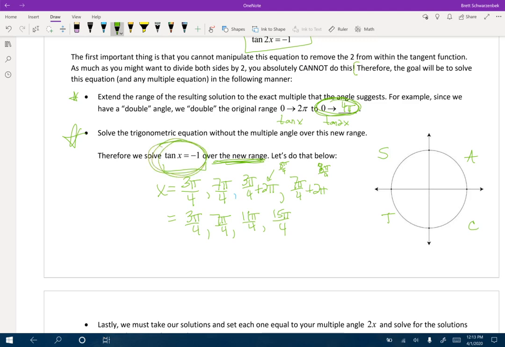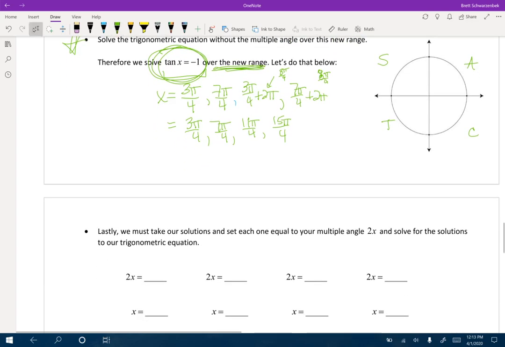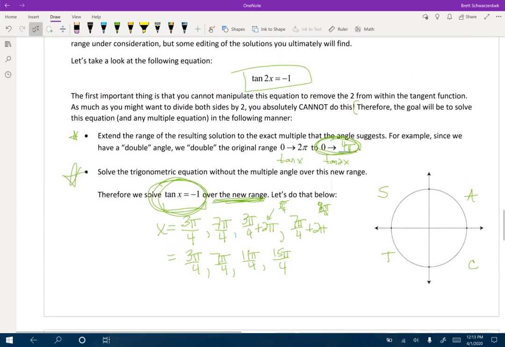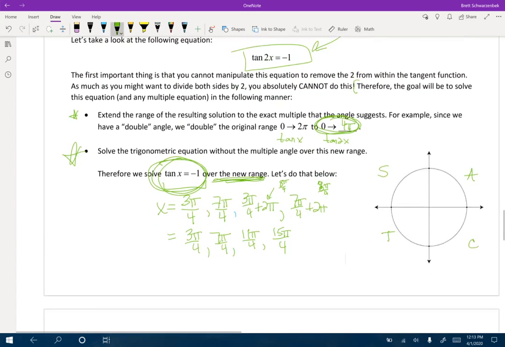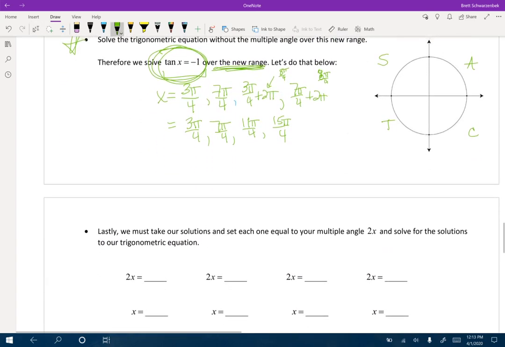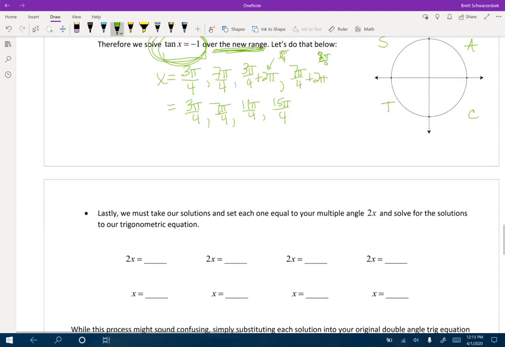So the big thing is, the next step is, how do we actually find the solutions to the original problem, tangent 2x is equal to negative 1? Well, we do just this. All we do is set the angle 2x equal to each one of our current solutions, as such.